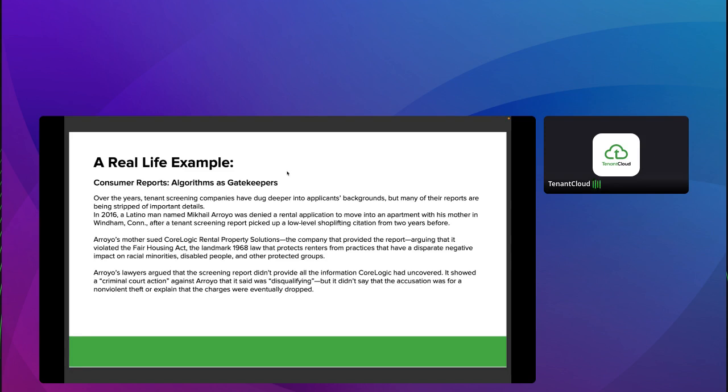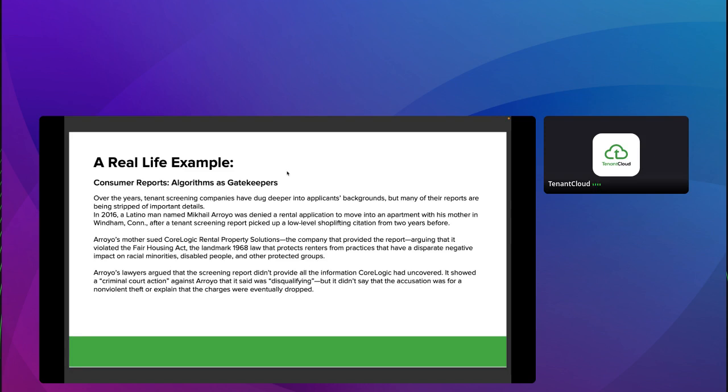So, a real life example. Over the years, tenant screening companies have dug deeper into applicants' backgrounds. Many of the reports are being stripped of important details. In 2016, a Latino man, Mr. Arroyo, was denied a rental application to move into an apartment with his mother in Windham, Connecticut, after a tenant screening report picked up a low level shoplifting citation from 2 years before.